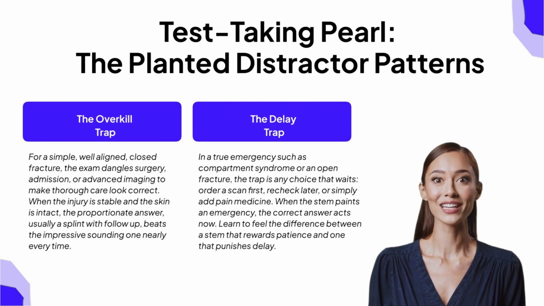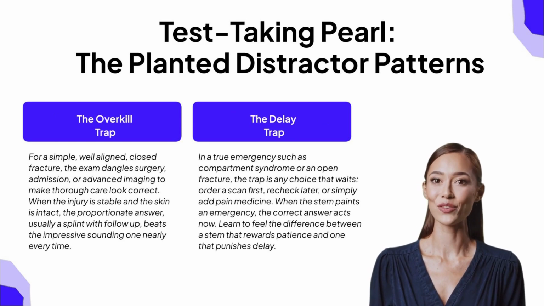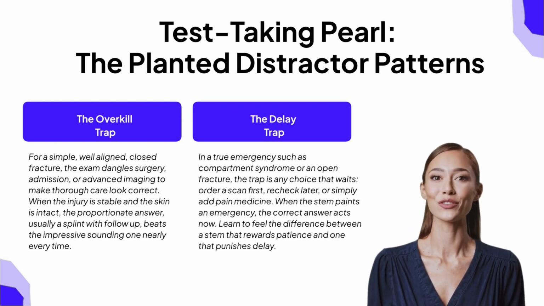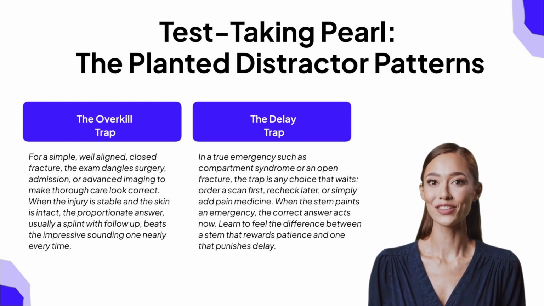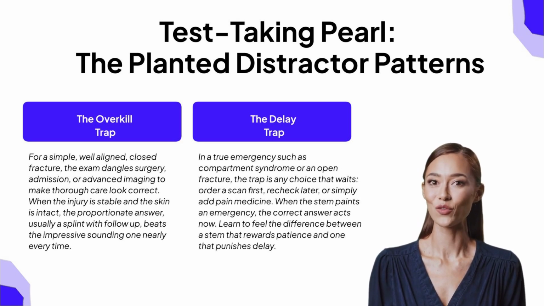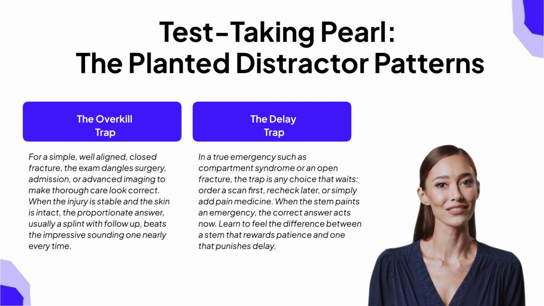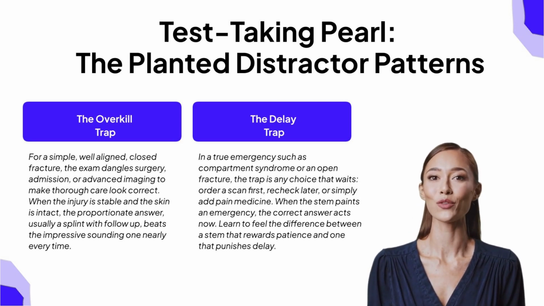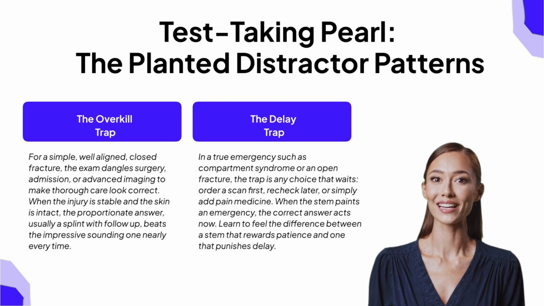Before we wrap up, let us name the two planted distractor patterns you will meet again and again in fracture questions. The first is the overkill trap. For a simple, well-aligned, closed fracture, the exam dangles surgery, admission, or advanced imaging to make thorough care look like the right call. But when the injury is stable and the skin is intact, the proportionate answer, usually a splint with follow-up, beats the impressive-sounding one nearly every time.